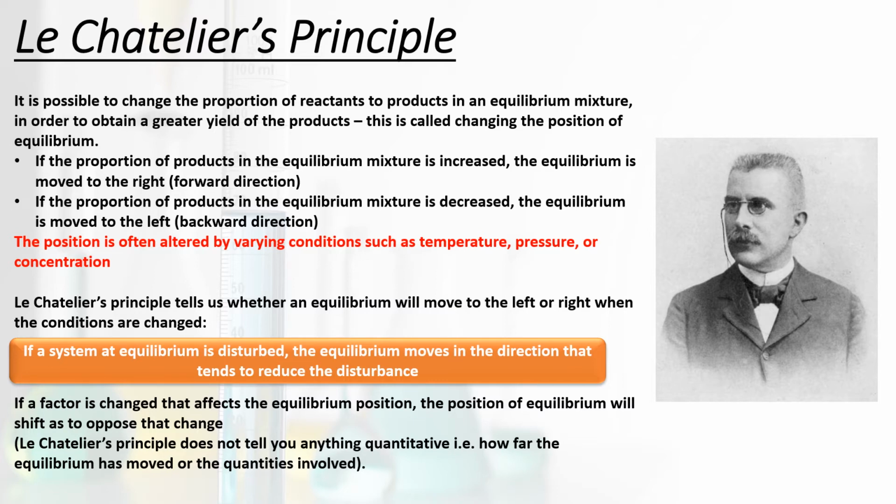And so if a factor is changed that affects the equilibrium position, the position of equilibrium will shift to oppose that change. Now, an important little point here is that Le Chatelier's principle doesn't tell you anything quantitative. It doesn't tell you how far the equilibrium has moved. It can't tell you anything about the quantities involved. It simply tells us whether we can move towards the left or towards the right, i.e. to more reactants or to more products.